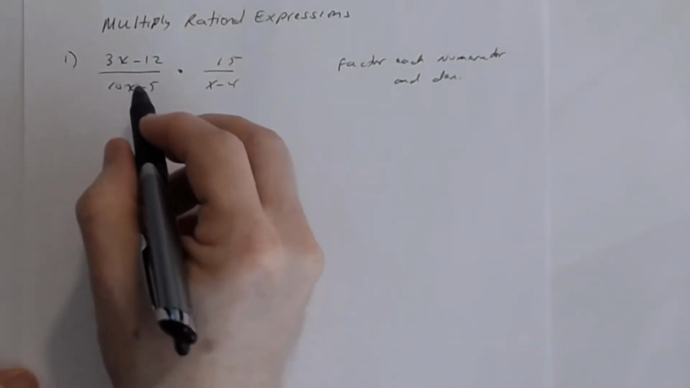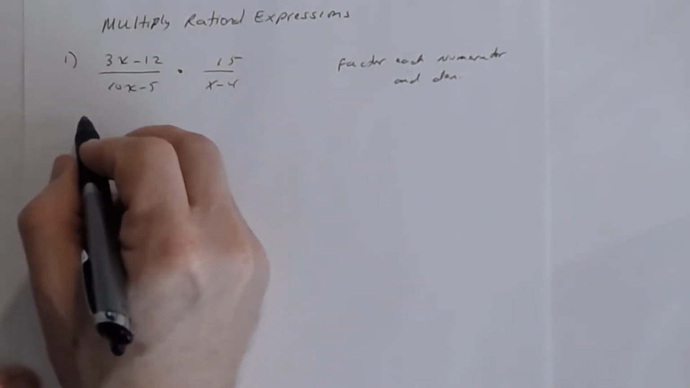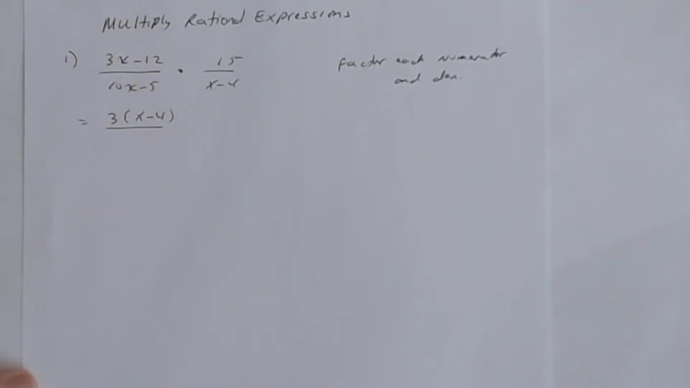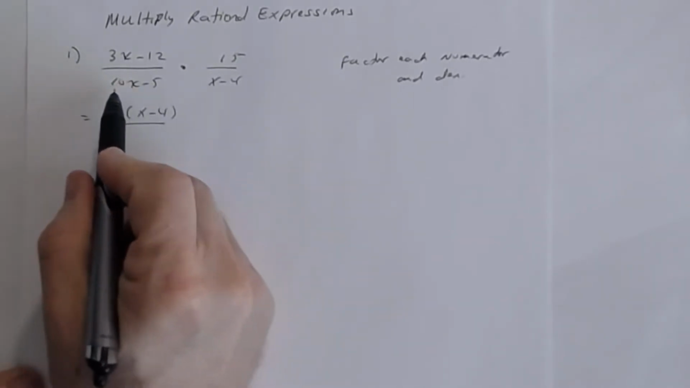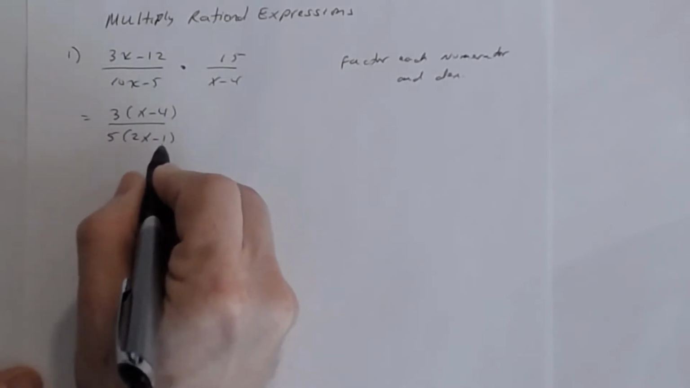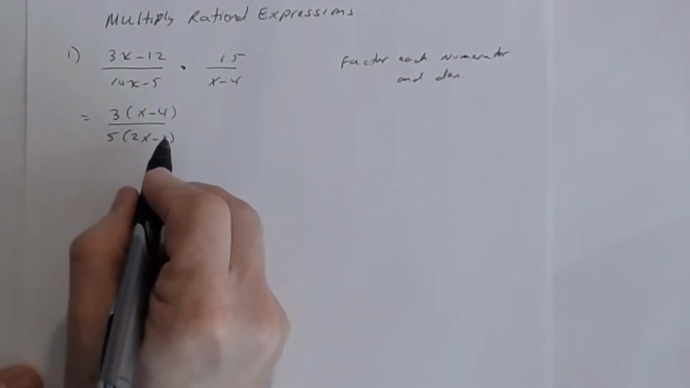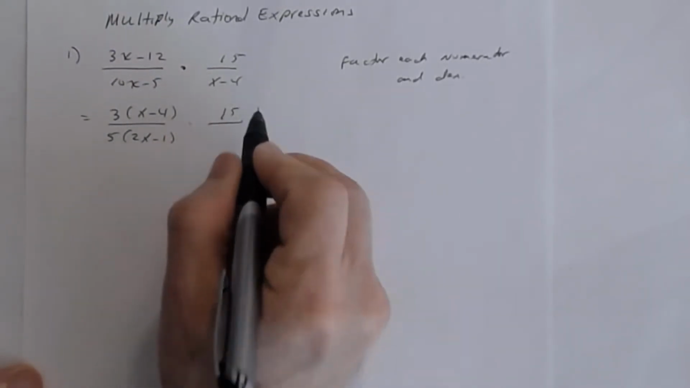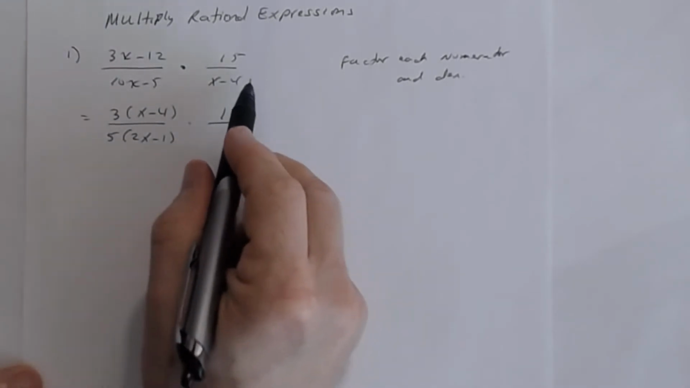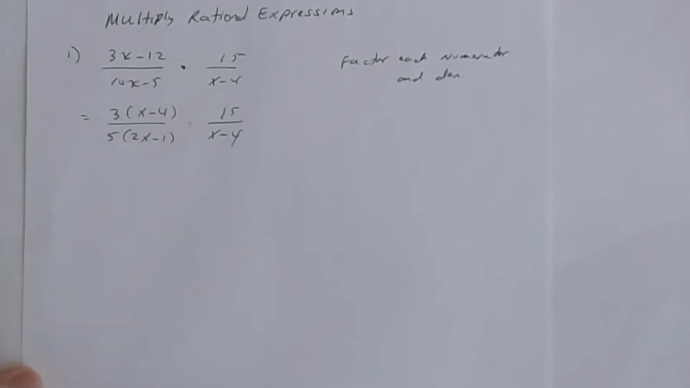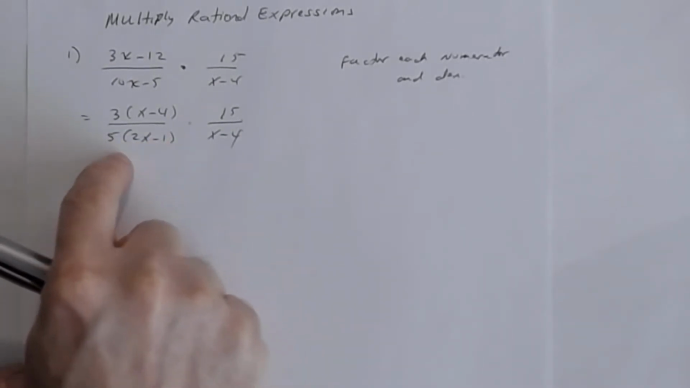Okay? And so when I factor this first numerator, I'm going to get 3 times x minus 4. That's the numerator. The denominator, I can factor that as 5. See, the GCF is 5 here, so I can factor that as 5 times 2x minus 1. So 5 times 2x is 10x, 5 times a negative 1 is negative 5. 15 is a monomial. Just leave it as 15. X minus 4, you cannot factor that. The GCF is 1. All right, so that's where we're at. You must show this.